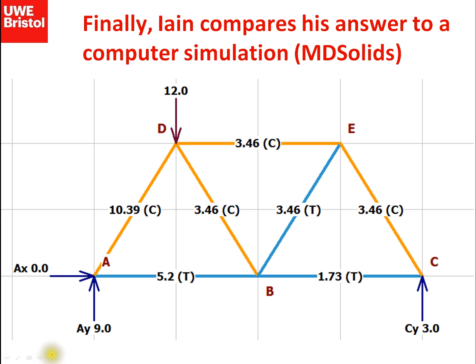And what I can do finally is compare it to a computer simulation and check my answers. So these were the values I was looking for. We had two 3.46s, one of them in compression, one in tension, and the final number, which was half the value in tension.